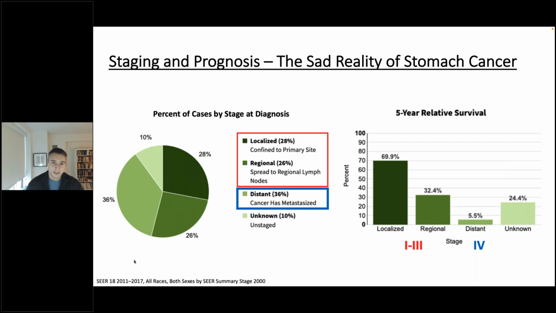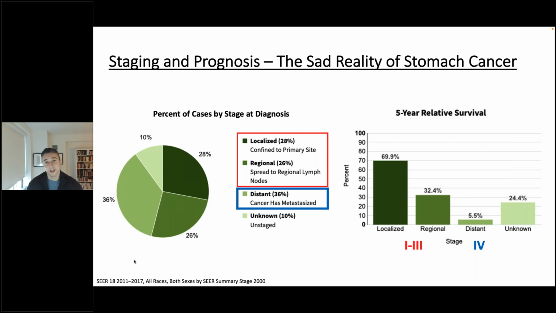So as you can see, these are figures from the United States, and what you can see is that almost 40% of people by the time they're diagnosed already have stage 4 disease, that it's spread to other organs. And then there's almost 55% who have regional or localized disease, still confined to the stomach or surrounding lymph nodes. And again, you can see why staging is important, because you can see the survival is very different.